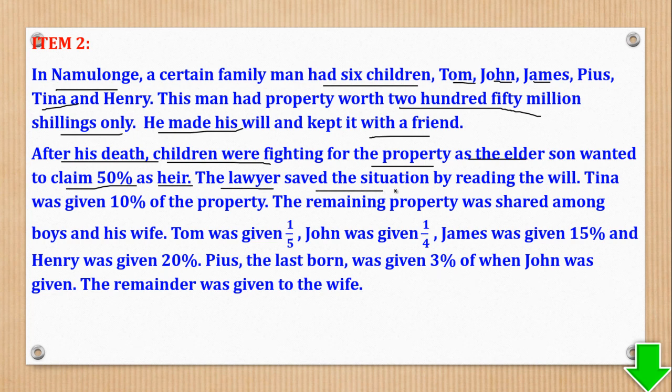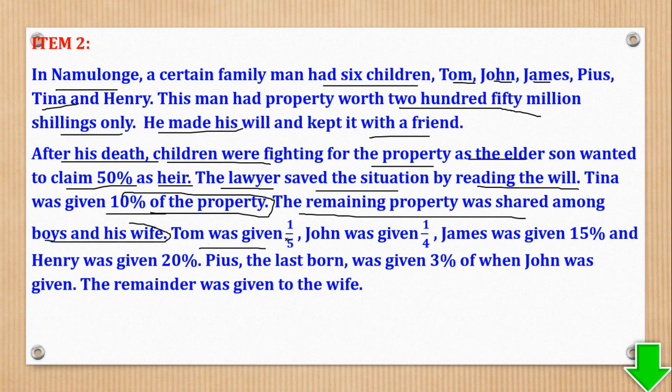The lawyer solved the situation by reading the will. Tina was given 10% of the property. You need to be keen here. The remaining property was shared among the boys and his wife. Tom was given 1/5, John was given a quarter, James was given 15%, and Henry was given 20%. Then Pius, the last born, was given 3% of what John was given. The remainder was given to the wife.